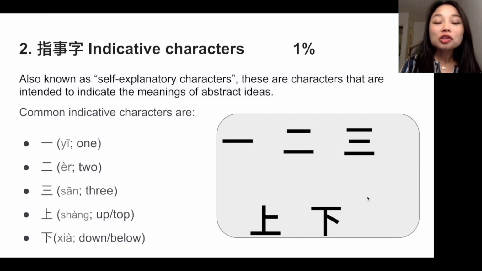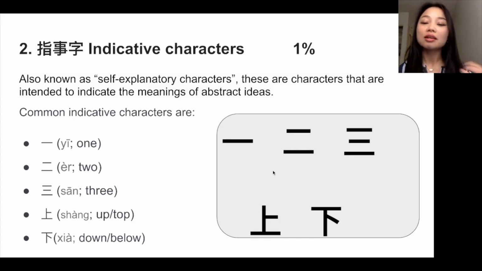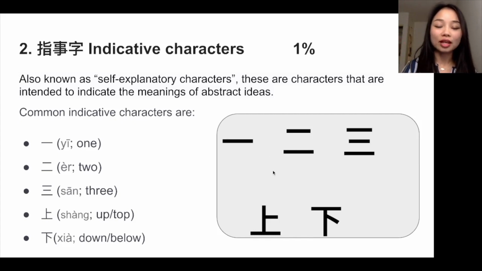Okay, so the second type, we call them indicative characters. Basically, they will tell you what they mean when you look at them. So for example, Chinese number 1 is 1 line horizontally, 1 line straight, 2 lines are 2, 3 lines are 3. They tell you what they mean when you look at them.